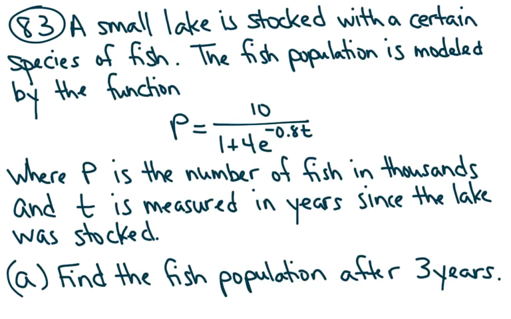Problem 83. A small lake is stocked with a certain species of fish. The fish population is modeled by the function p equals 10 over 1 plus 4e raised to the negative 0.8t, where p is the number of fish in thousands, and t is measured in years since the lake was stocked. Find the fish population after 3 years.